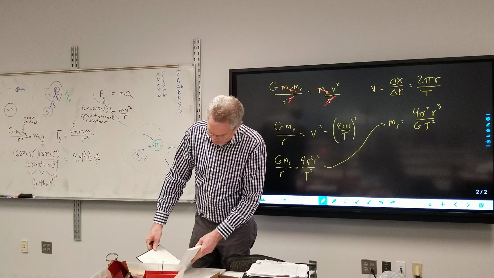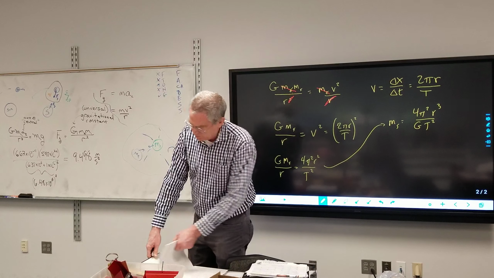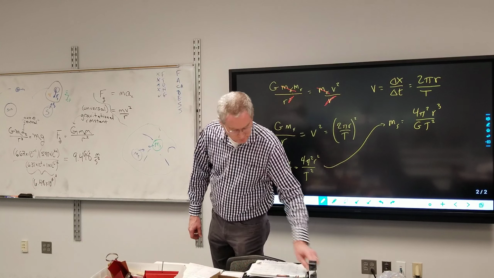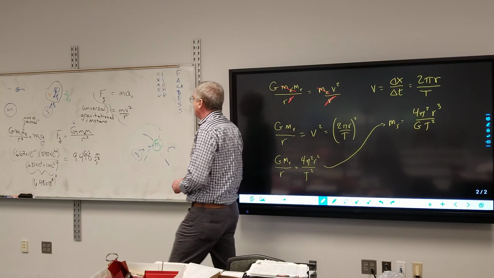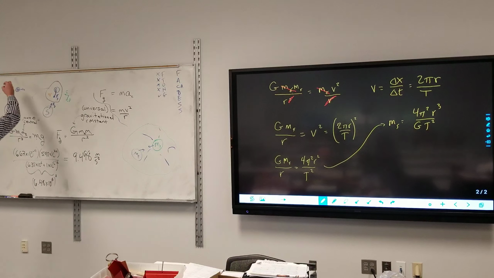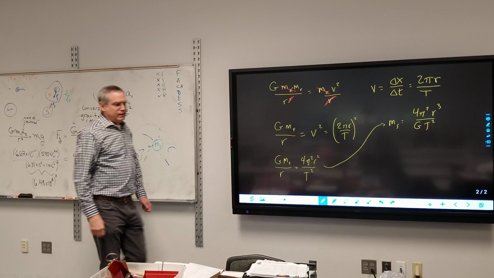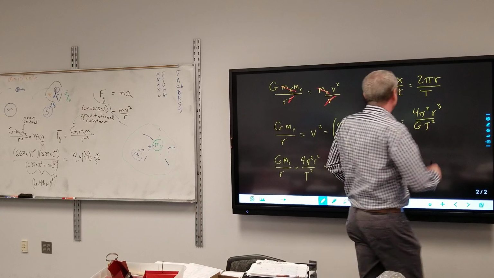The radius of the Earth equals 6,400 kilometers, and the radius of the orbit of the Earth about the sun equals 1.5 times 10 to the 8th kilometers. Yeah. All right. So 1.5 times 10 to the 11th meters is equal to R.